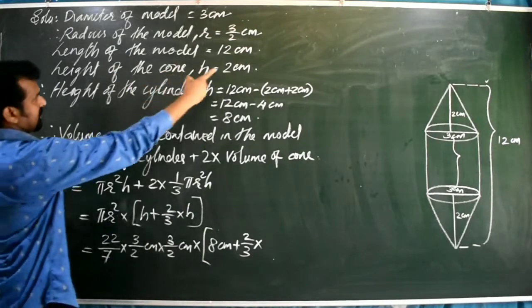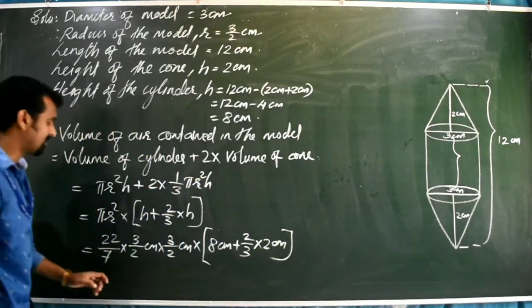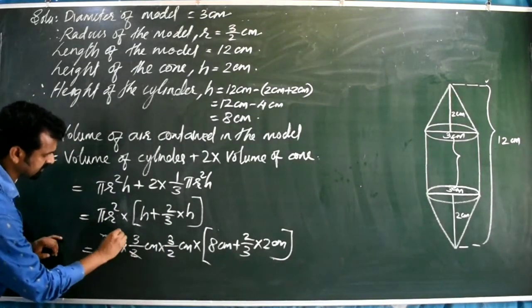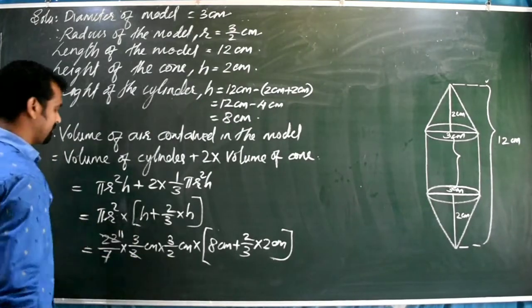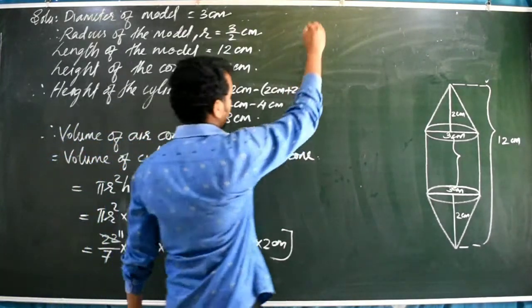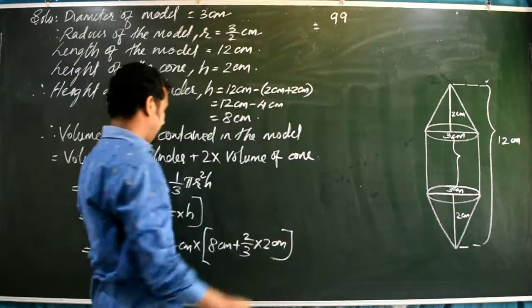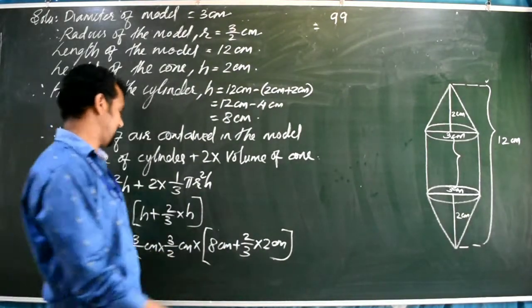Height of the cone is equal to 2 centimeter. Now solve this one. 22 divided by 2 we can cancel, 11. 11 into 3, 33. 33 into 3, 99, divided by 7 twos are 14, centimeter into centimeter, centimeter square.